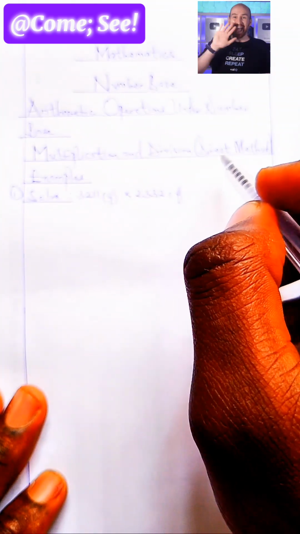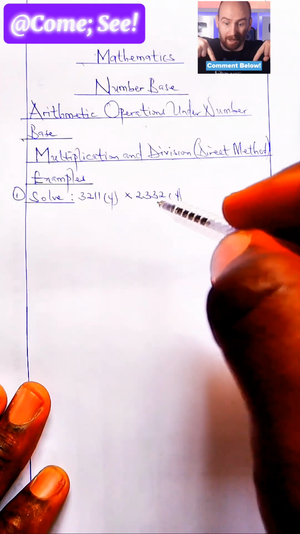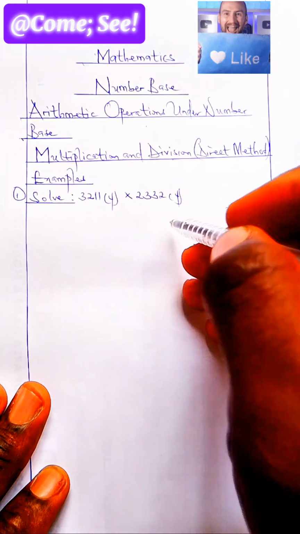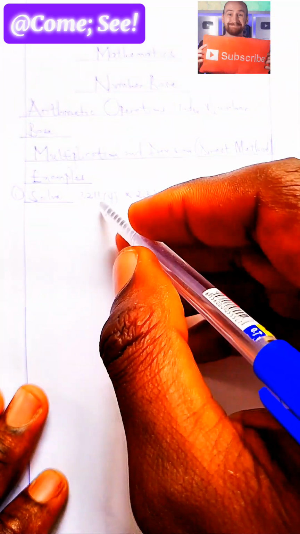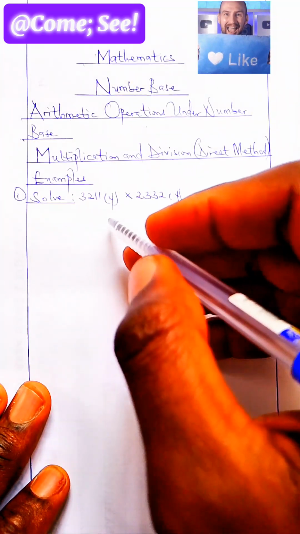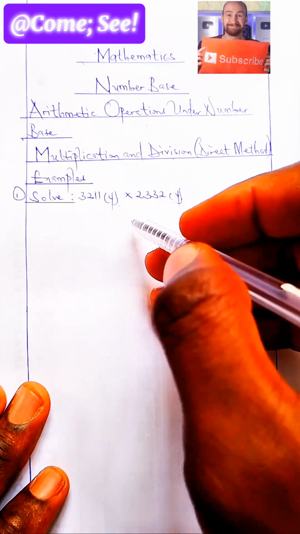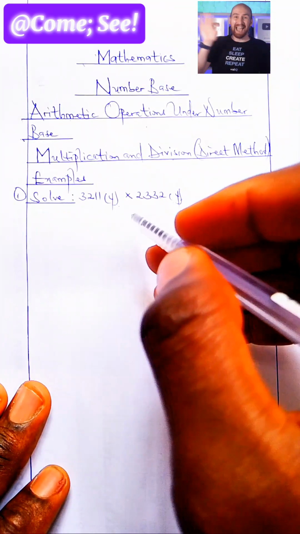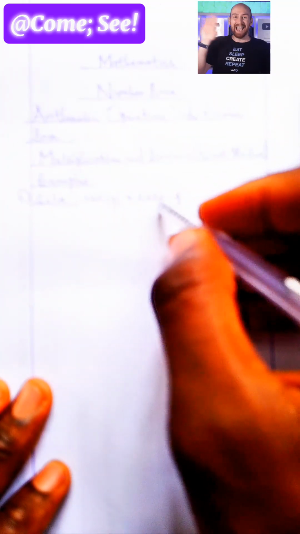Now we're going to be looking at how the red method could be used to solve multiplication of numbers in the same base. Don't forget that this method is only applicable when the bases are identical. Provided these bases are different, provided this is in base 5 and this in base 4, there's no way this method could work. But for the fact that these bases are the same, then this method is very usable. So this is what we're going to do: 3, 2, 1, 1 base 4 times 2, 3, 3, 2 base 4.